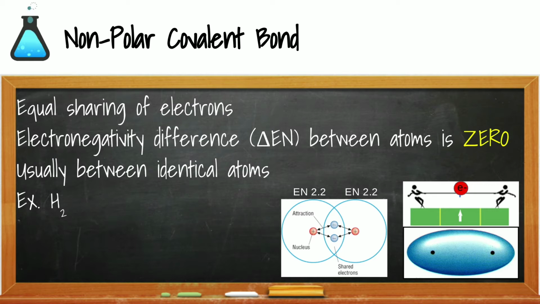Looking at the electron cloud structure of the molecule in blue, you can see that the electrons spend an equal amount of time around each of the bonded atoms.